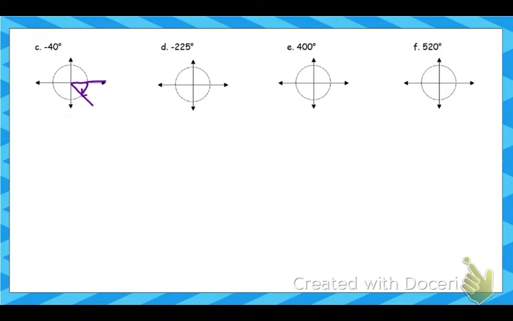So negative 225, again, start at 0. We're going to move this direction. So I would go past negative 90, negative 180, but not quite to negative 270. And I would end in quadrant 2.